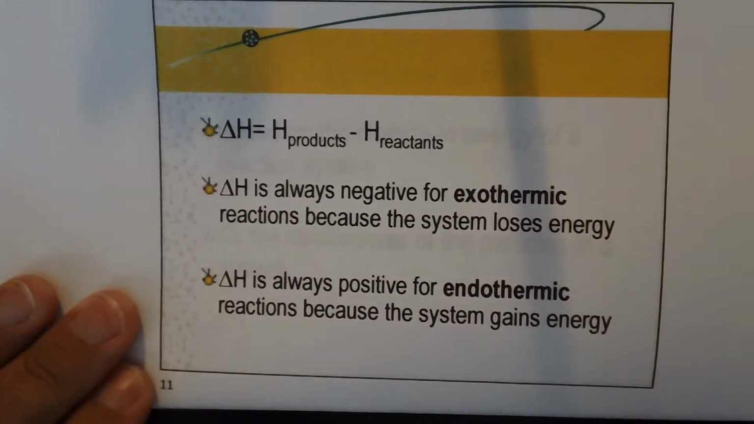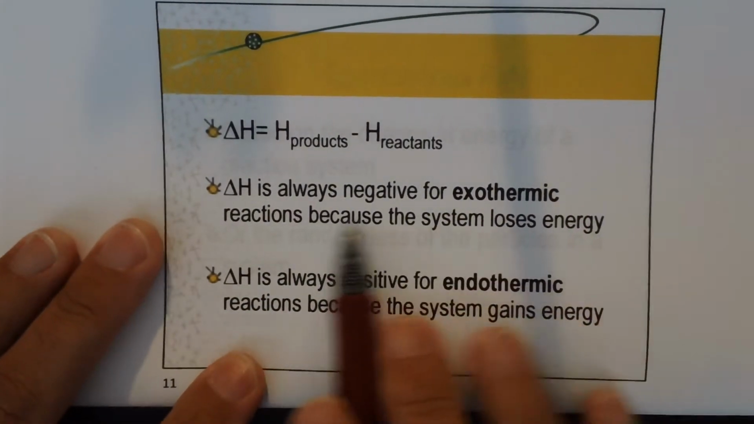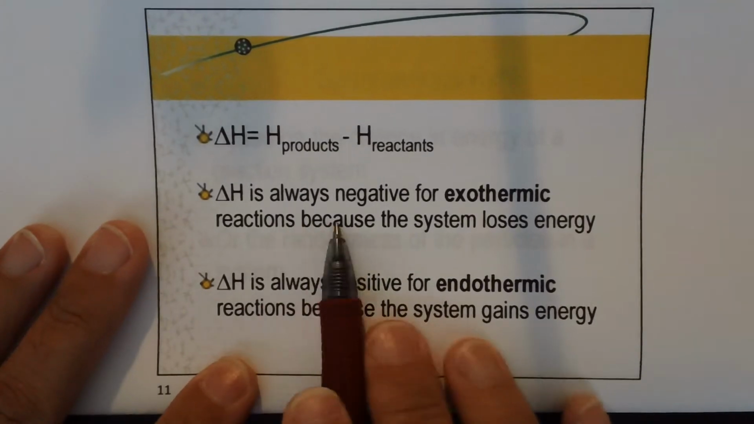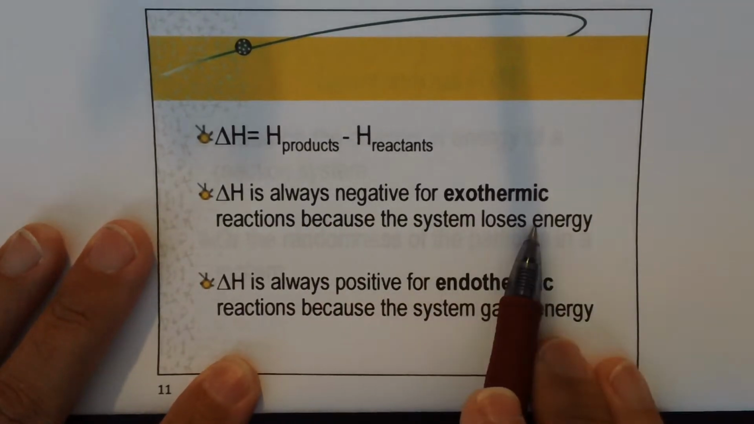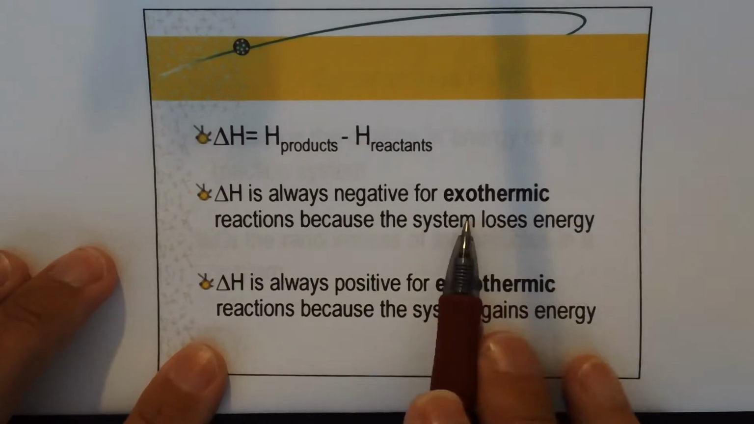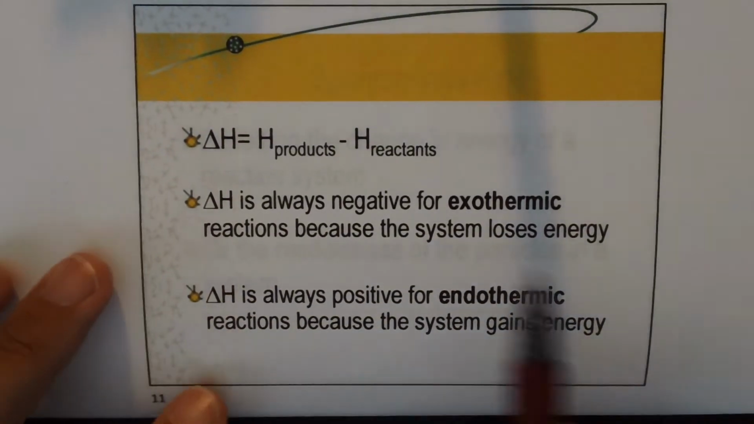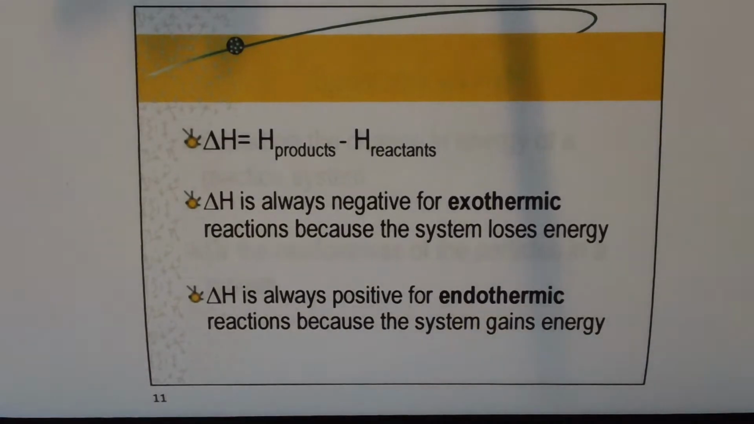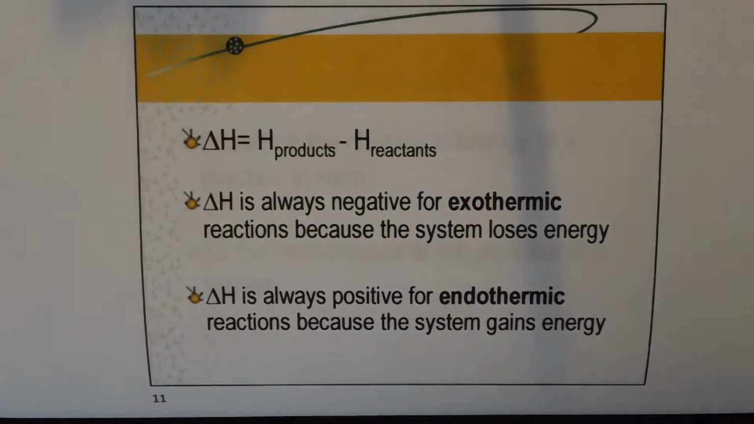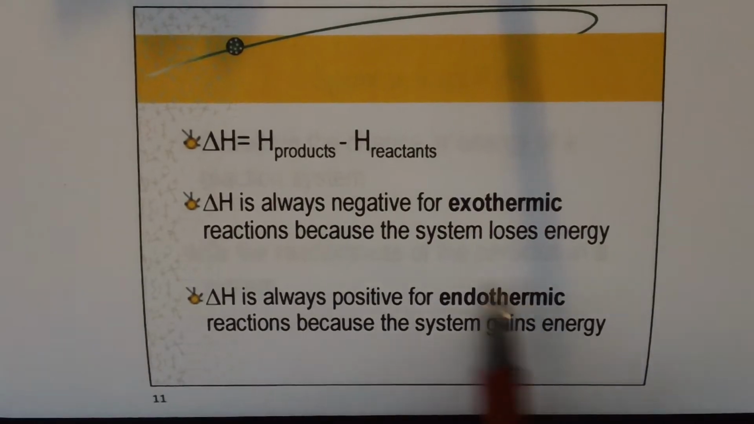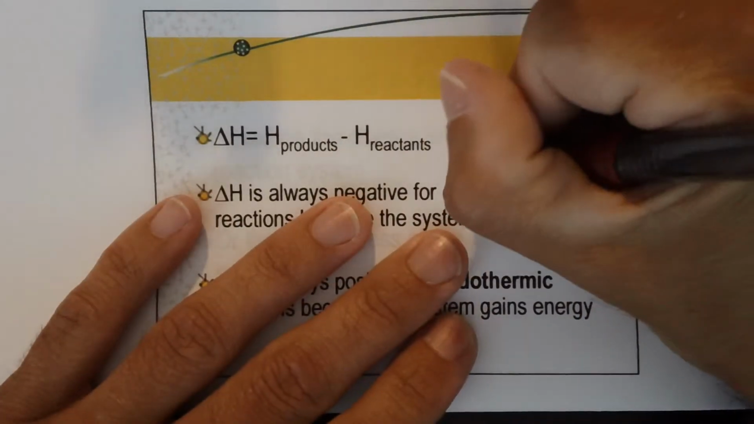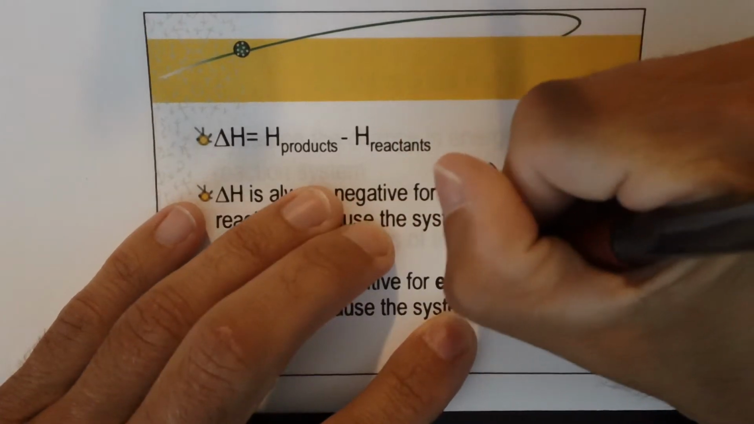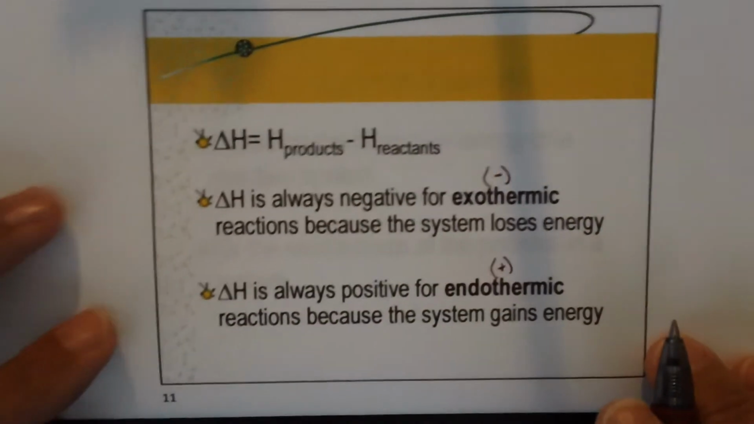And so what this tells you is what we ended with last time. It's a great little review deal. Delta H is always negative if it's exothermic, because the system is losing energy. It's giving energy away, so it's a negative. Delta H is positive when it's endothermic, because endo means in. You're putting heat into the reaction, so the reaction is gaining energy, so a positive delta H. So exothermic negative, endothermic positive.